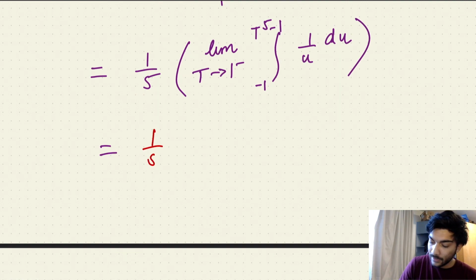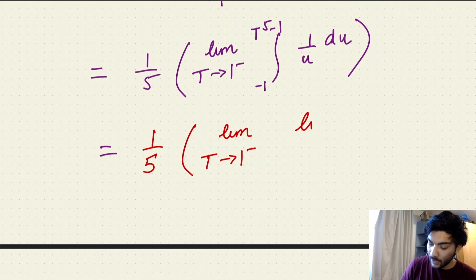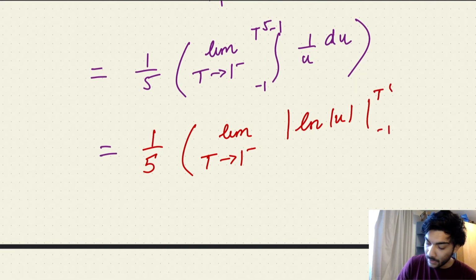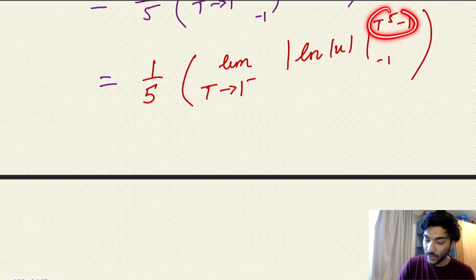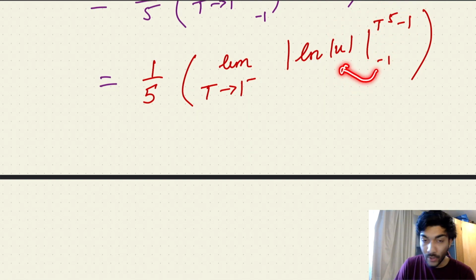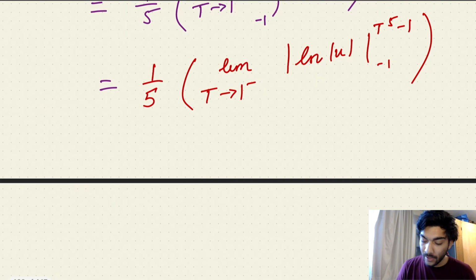So this would be simply 1 by 5 times limit capital T approaches 1 minus, this is natural log of the absolute value of u with the endpoints minus 1 and capital T to the power 5 minus 1 over here, right? So now in order to solve this definite integral, we can plug in the endpoints over here. If you plug in the lower endpoint into the definite integral, it will be basically natural log of the absolute value of minus 1. So it will become ln 1, ln 1 is 0. So you won't have a second expression in this definite integral, right?